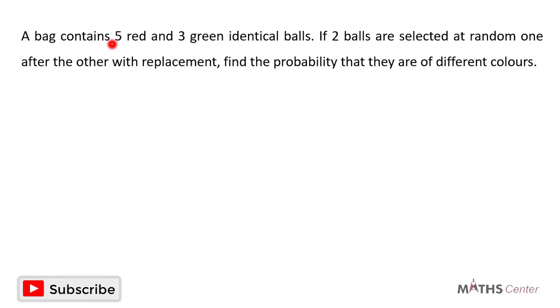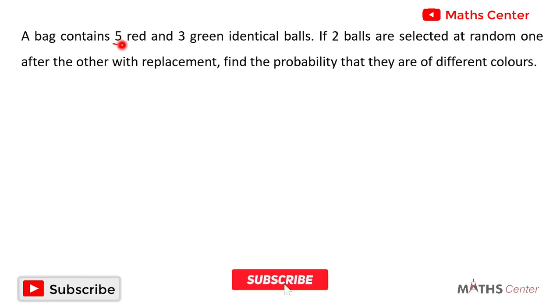A bag contains 5 red and 3 green identical balls. If 2 balls are selected at random, one after the other with replacement, find the probability that they are of different colors. So we have this bag that contains 5 red and 3 green identical balls.